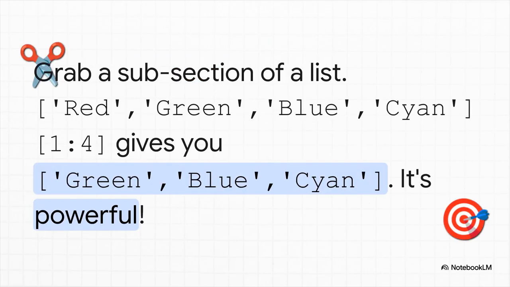Now this is one of my favorite features. It's called slicing, and it lets you grab just a piece of your list. So here, 1:4 means start at index 1 and grab everything up to but not including index 4. So we get the items at positions 1, 2, and 3. It's perfect for when you just need a specific selection of tools from your big collection.